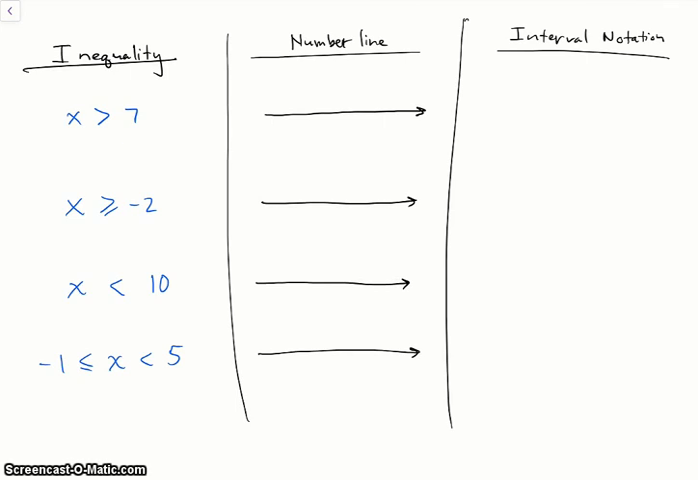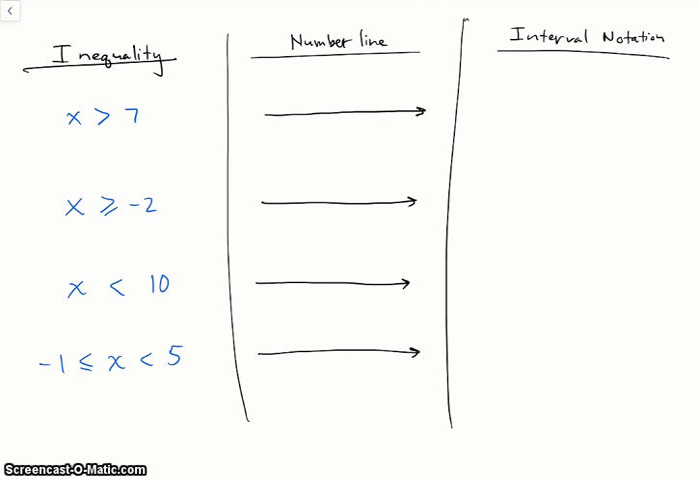In this video, I wanted to go over the different ways you can represent a set of solutions, either with inequality, number line, or interval notation. We've already covered, or you should be familiar with, inequality. So for example, let's look at the first one. The first inequality we have is x is greater than 7. We know we can represent that on a number line the following way.